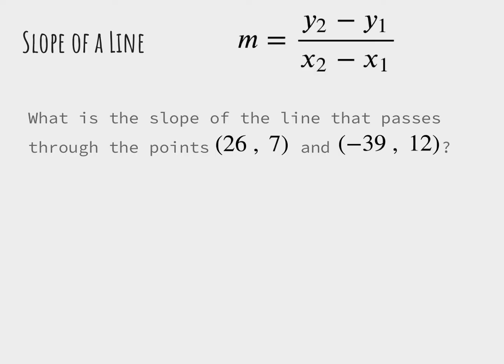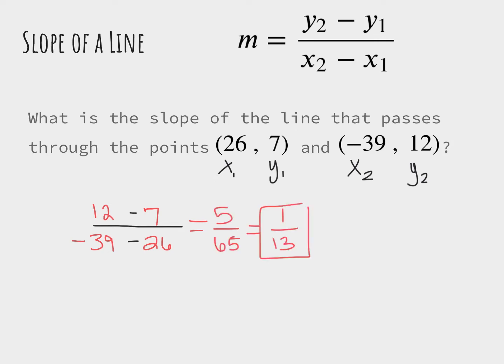Okay, so we're going to find the slope between 2 points. First thing we want to do is we're going to label our points, x1, y1, x2, y2. Pay very close attention how we're going to plug this into our equation. We're going to do on the numerator y2 minus y1, and on the denominator x2 minus x1. After you plug in these values, next we are going to simplify. When we simplify this, we get the answer of 1 over 13. So our slope is equal to 1 over 13.